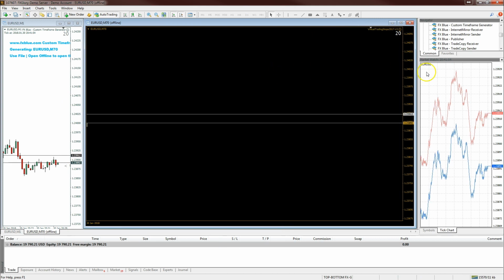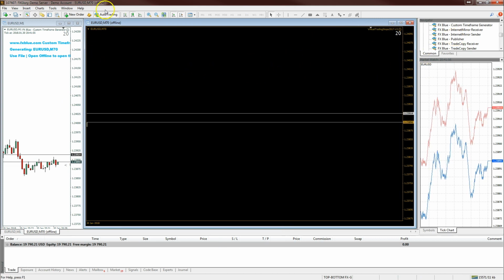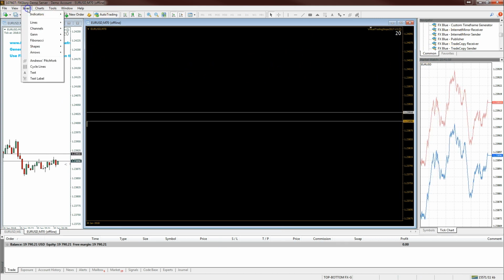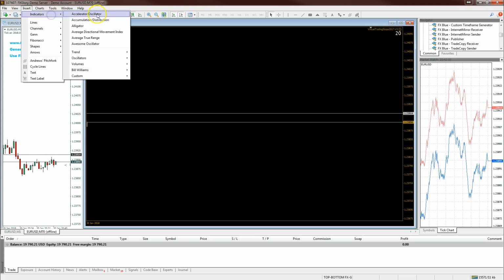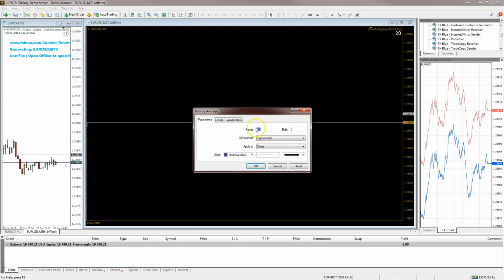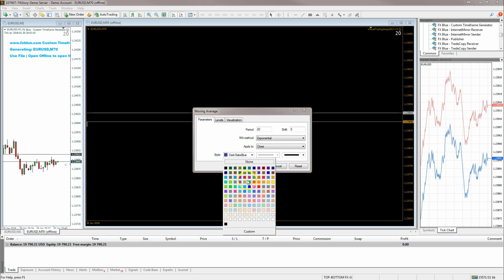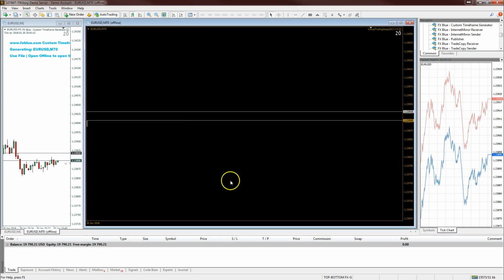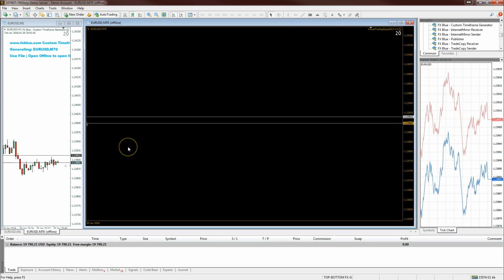And then the other thing that Bob Volman does is he adds a 20 period moving average. So if you went indicators, trend, moving average, and then he puts, I'm a big fan of the 55, but he puts a 20 EMA in. Let's just make this a nice light colour so you can see it. So now there isn't 20 bars, so you won't see it. But that's all it is really.